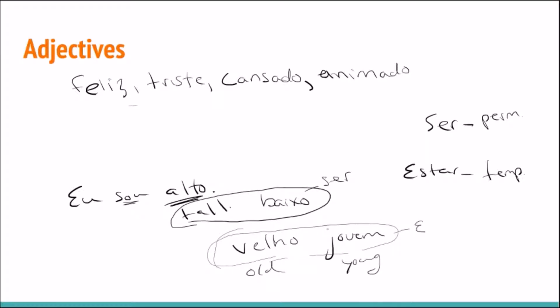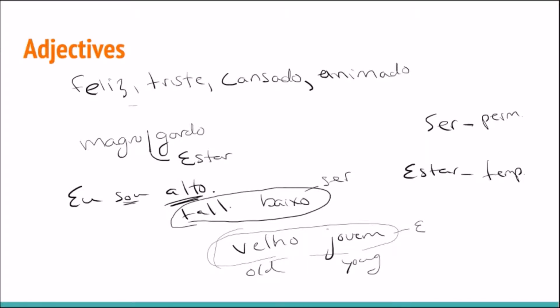Let's do skinny and fat. So magro, gordo. I would use estar for those because you're not always skinny. You don't have to always be skinny, right?